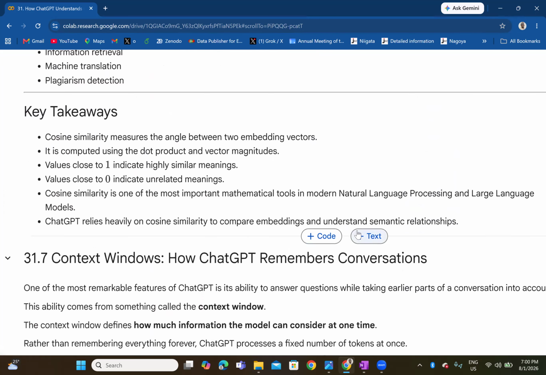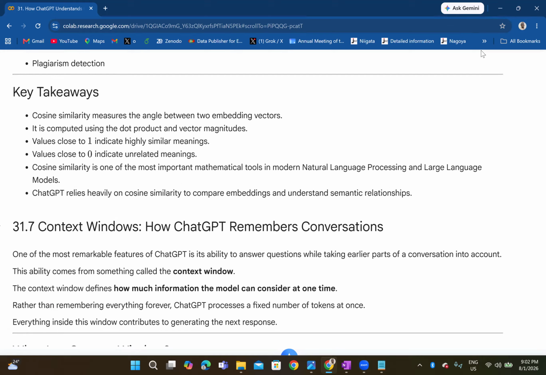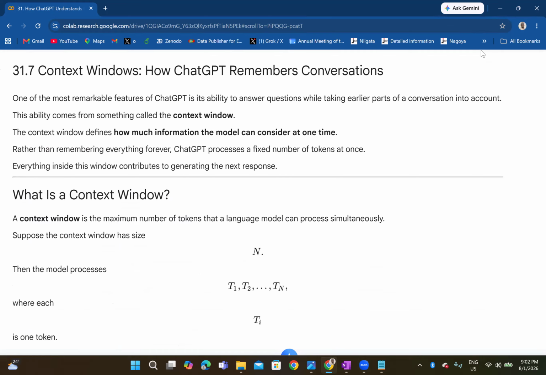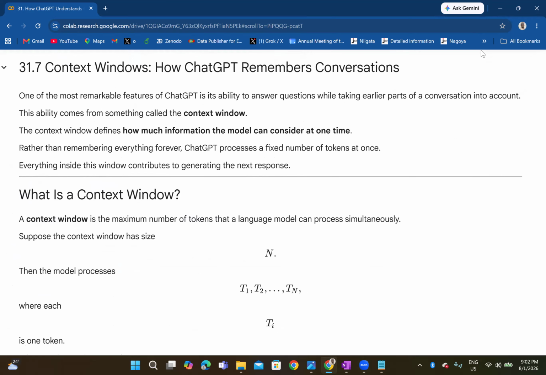So in the next section, we'll be looking at context windows and how ChatGPT remembers conversations. One of the most remarkable features of ChatGPT is its ability to answer questions while taking earlier parts of a conversation into account. So it doesn't forget earlier parts of the conversation as it progresses. This ability comes from something called the context window. So that's why this section is about context windows.